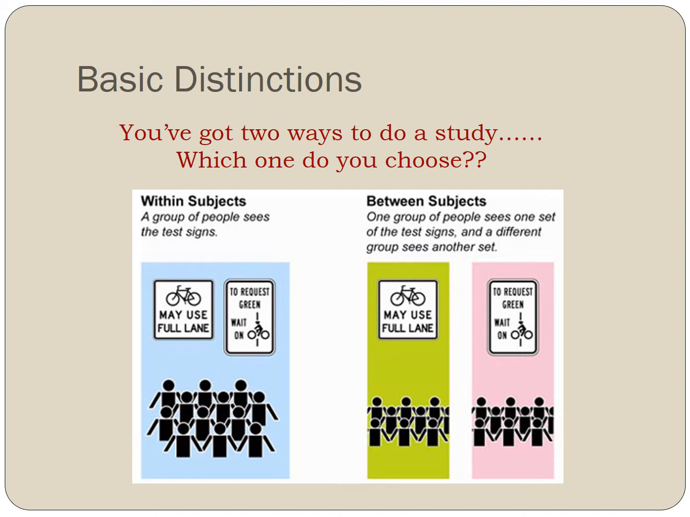We've got two types of signs. One says bikes may use full lane, and the other says to request green, wait on the line. Indirectly, they serve other purposes, but they also indirectly let drivers know that cyclists are around them. They need to watch out for cyclists. So we want to know if these are effective in keeping our cyclists safe. So we're designing a study. The independent variable is type of sign, and the dependent variable is the number of crashes.